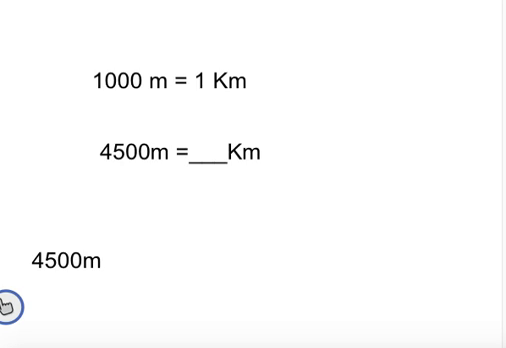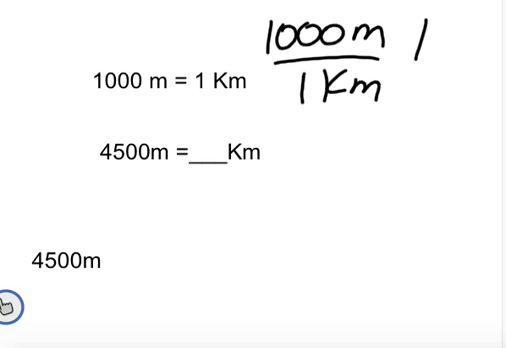Let's try one more. So 1,000 meters equals 1 kilometer. So we have 4,500 meters equals how many kilometers? So we take our problem. First we figure, okay, is there a relationship? Yes, there is. Well, what are some possible conversion factors? Well, you have 1,000 meters over 1 kilometer, or 1 kilometer over 1,000 meters.